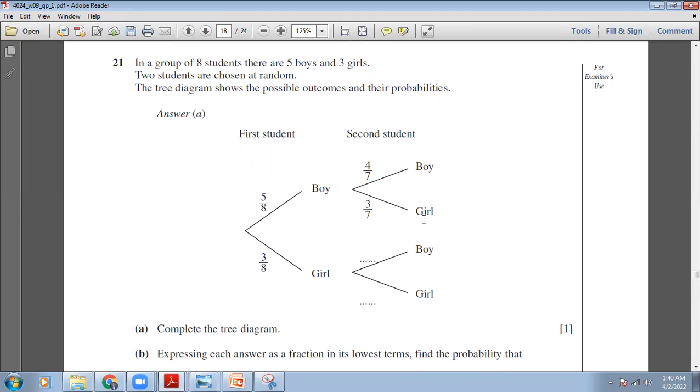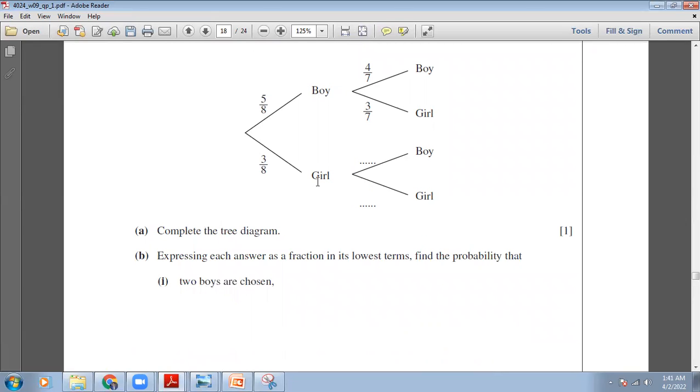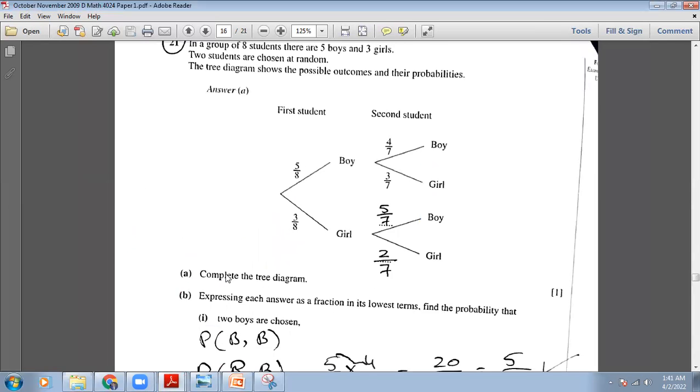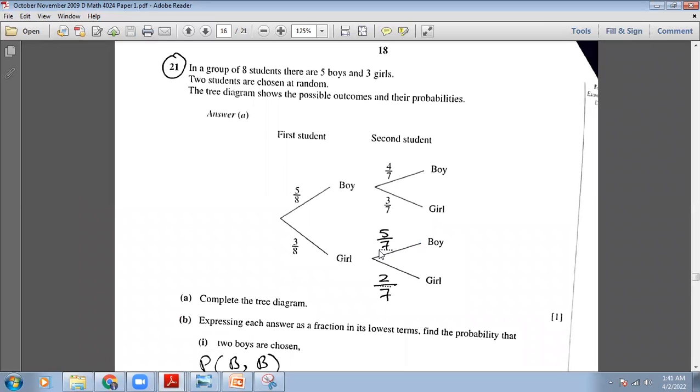Now, if the scenario is such that first a girl is taken out, now the boys will be 5 by 7 and the girls will be 2 by 7 because one girl is already out. So let me show you. I hope you can see here. I have completed the tree.